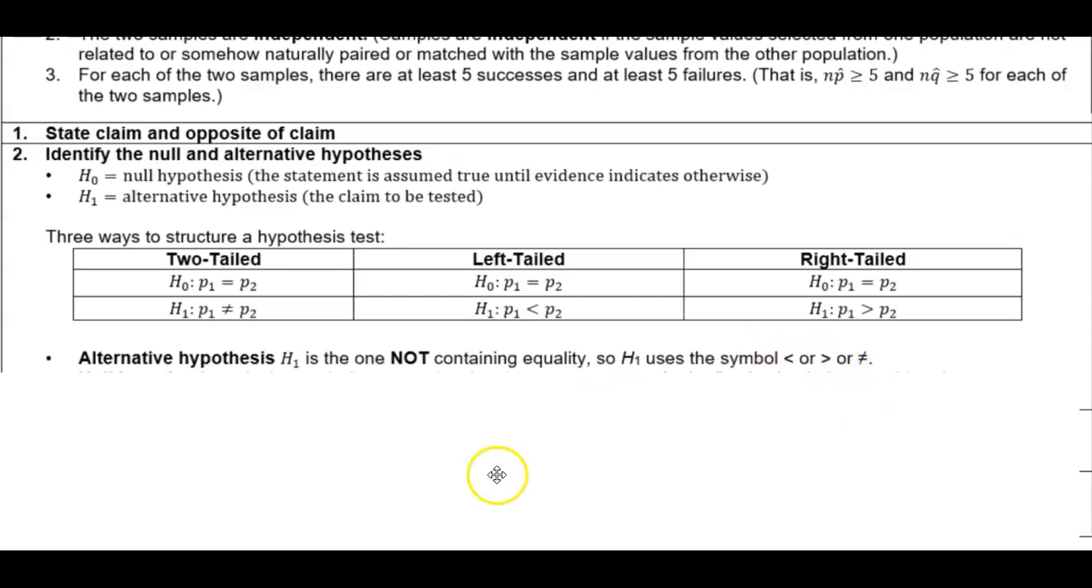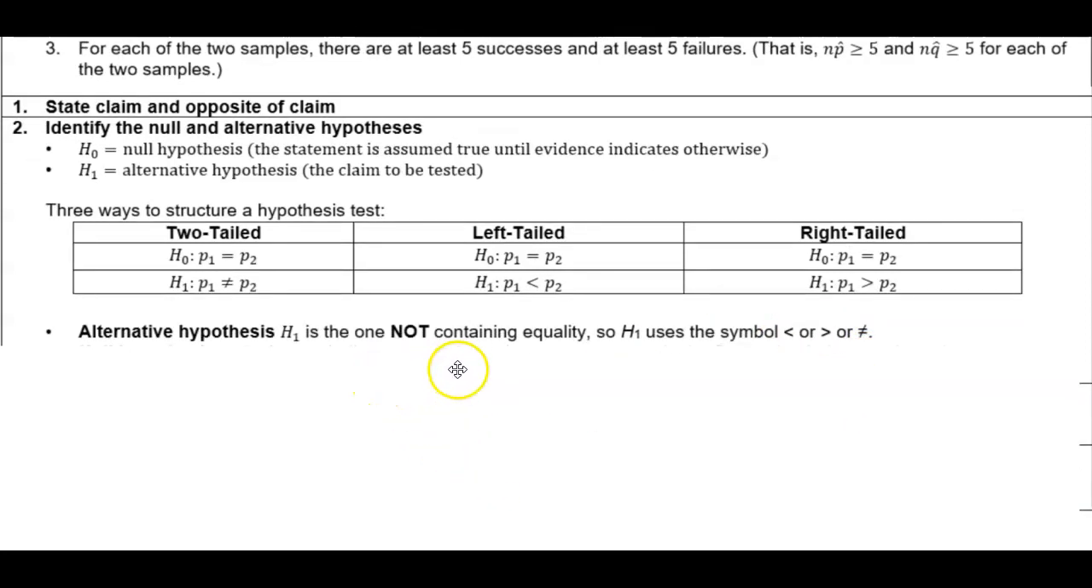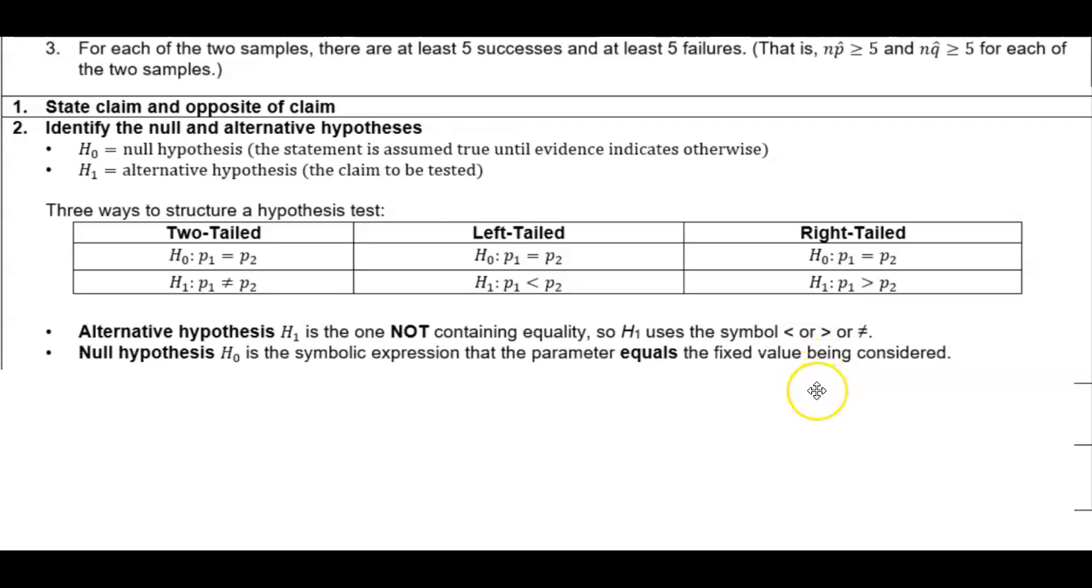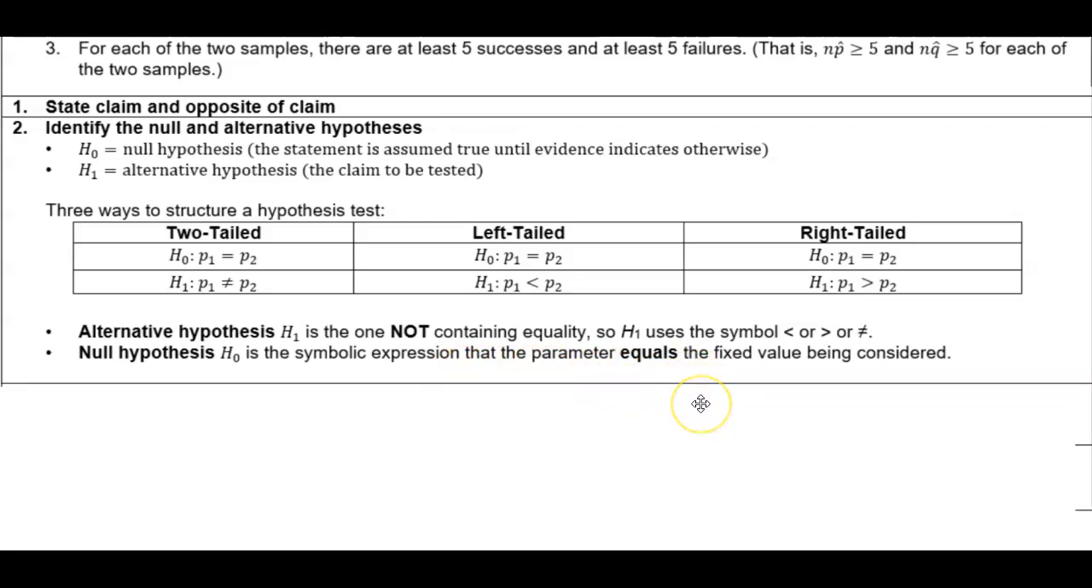Now, the alternative hypothesis is the one not containing equality. So the alternative uses the symbols less than, greater than, or not equal to. And the null hypothesis is a symbolic expression that the parameter equals the fixed value being considered.